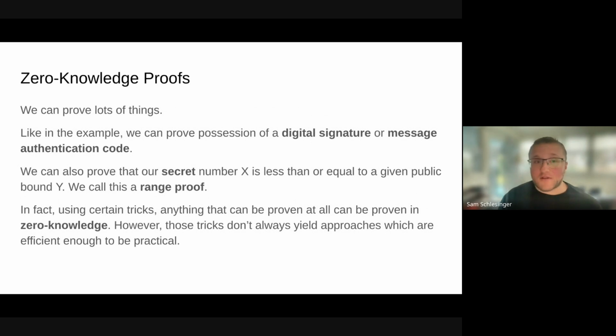We can prove lots of things with zero-knowledge proofs. Like we could prove possession of a digital signature or a message authentication code, which is like a single-party version of a digital signature. We can also prove that a secret number X is less than or equal to a given public bound Y. We call this a range proof. And in fact, everything can be proven. Any program that can be written, the execution of that program can be proven in zero knowledge using a variety of tricks, but these tricks are not always so efficient. And so in general, we look to optimize and find specific or smaller instances that we want to prove. And so we're going to talk about our specific use cases today.